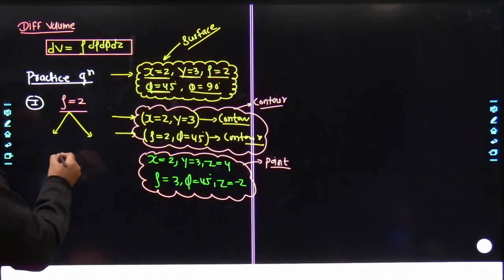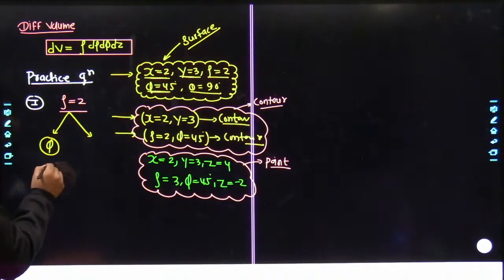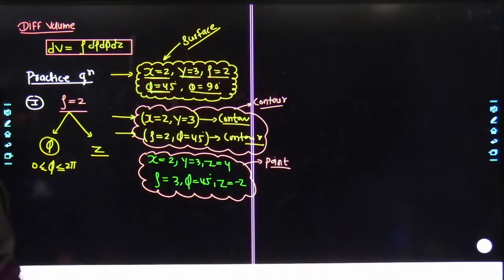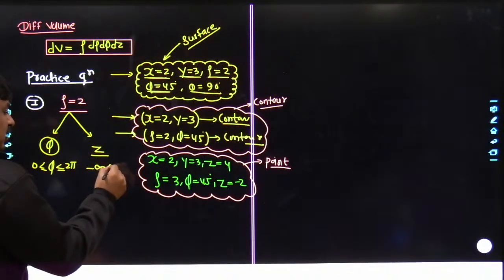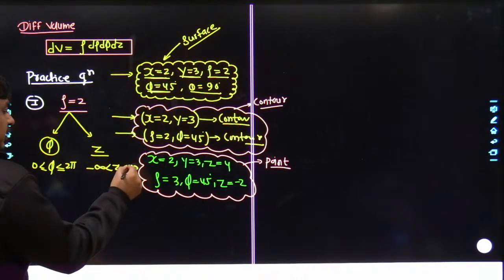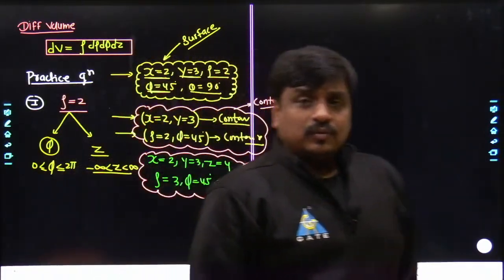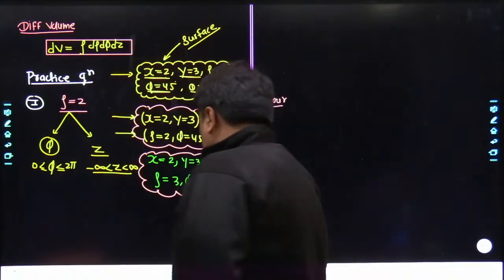So what I am saying is, if nothing has been given regarding phi, it would take its full circle. That means phi would move from 0 to 2 pi. What about z? Again z would take all its possible values. Hypothetically, it can start from minus infinity and reach till plus infinity. So what I had to do was draw rho is equal to 2 over a cylindrical coordinate system.